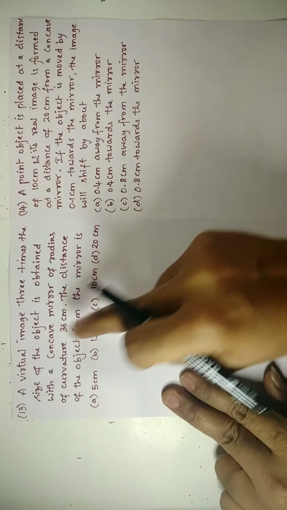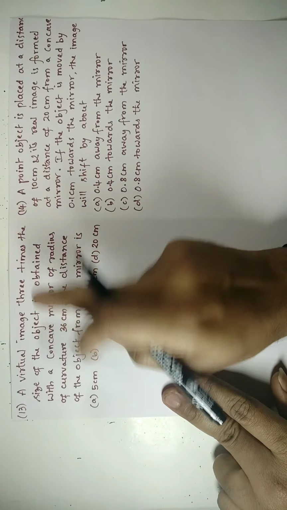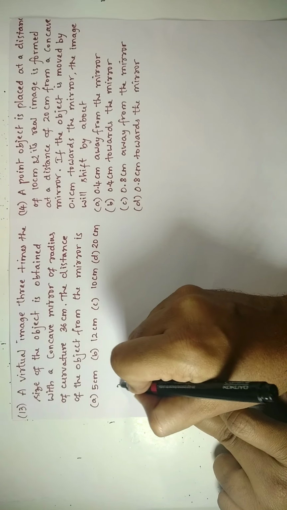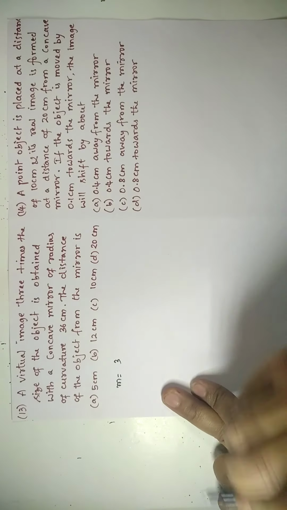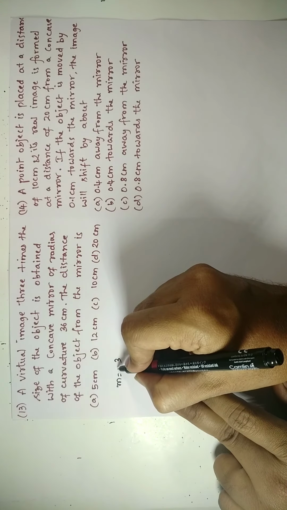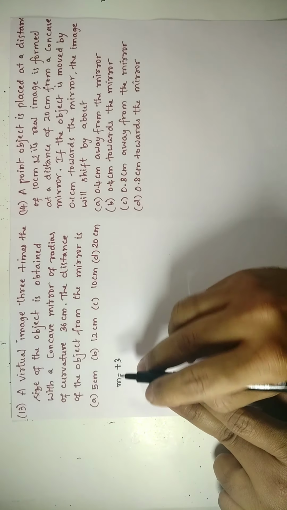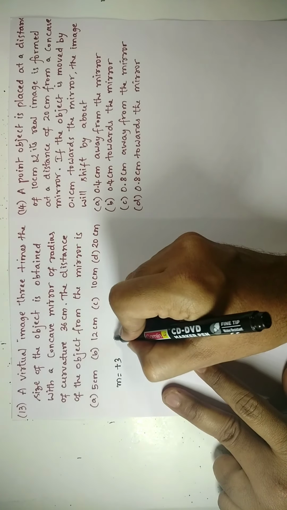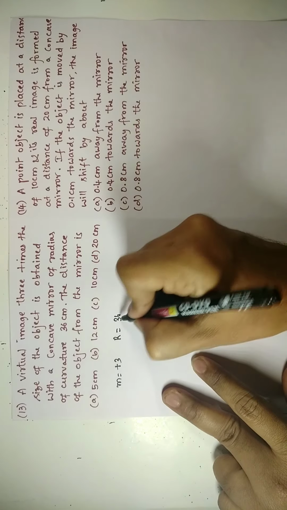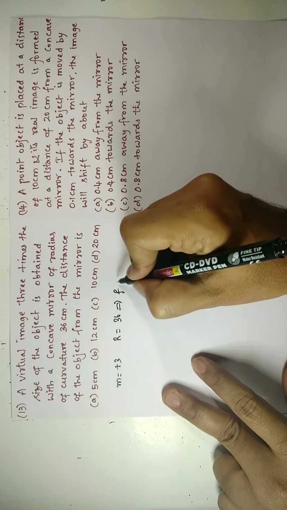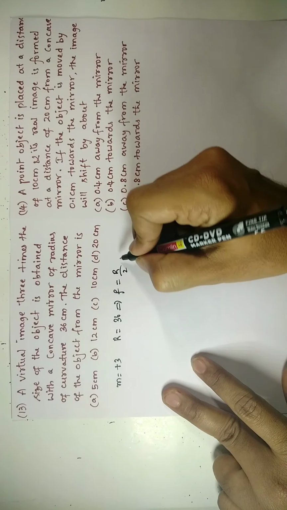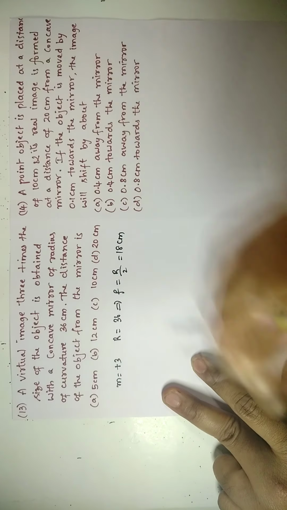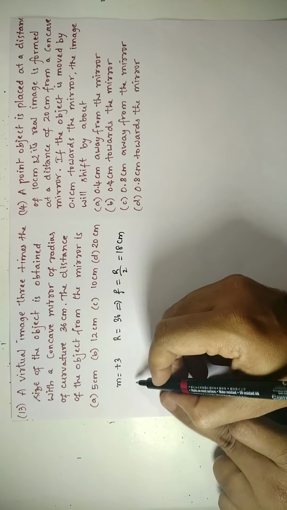So you have a virtual image which is 3 times the size of the object. So the magnification here is given to be 3, and as it is a virtual image, by convention the magnification will be positive. With a concave mirror whose radius of curvature is given to be 36, therefore the focal length will be equal to 18 centimeters. The distance of the object.